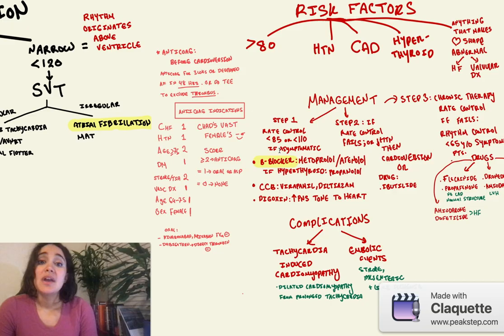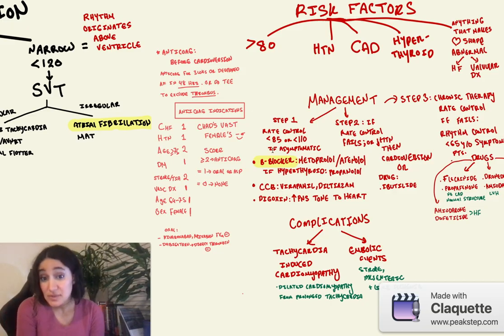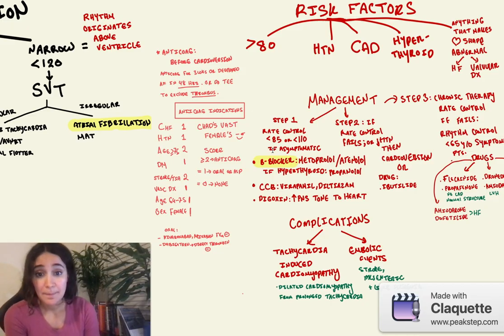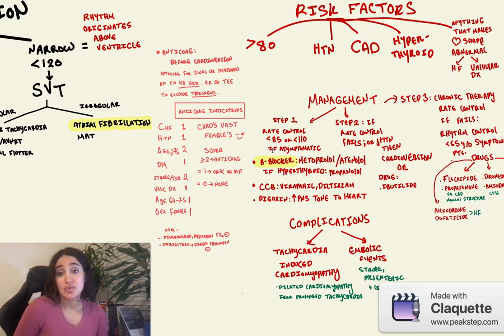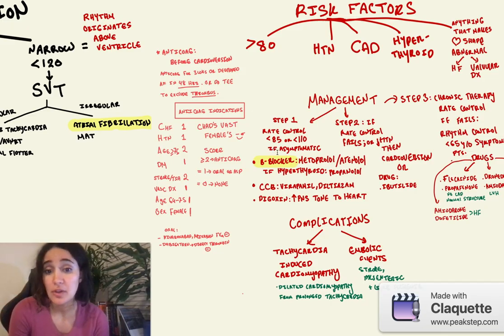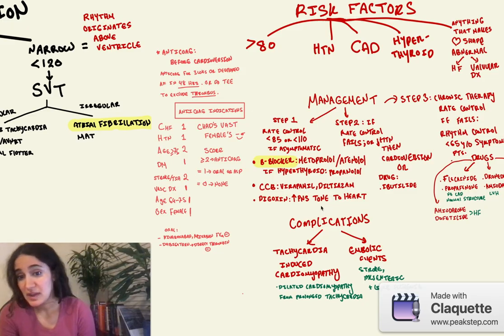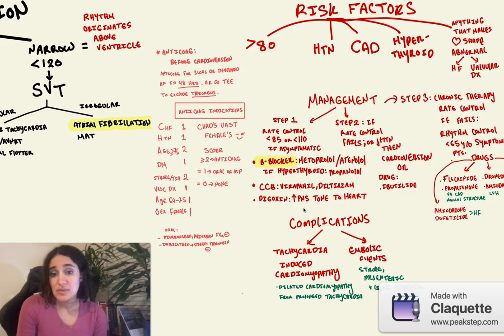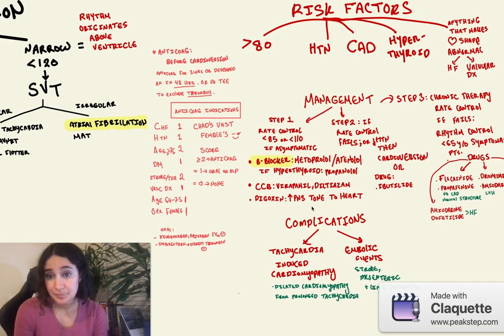So if they're asymptomatic, then you want to keep the heart rate below 110. But if they're symptomatic, you want to keep the heart rate under 85. And the way we do that with rate control drugs is with the beta blockers like metoprolol, atenolol, and if they have hyperthyroidism, then we want to do propranolol. Alternatively, we can use calcium channel blockers. Those are less commonly used, but you can also use verapamil, diltiazem. Digoxin isn't used anymore, but the way it works is it increases parasympathetic tone to the heart, so it slows down the heart rate that way.